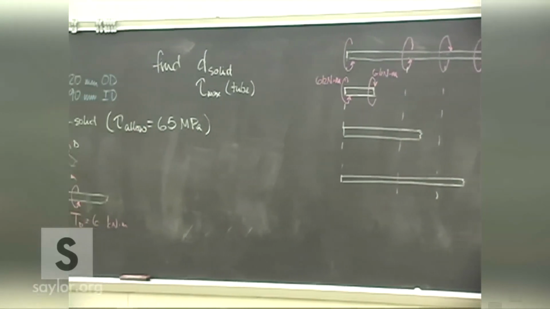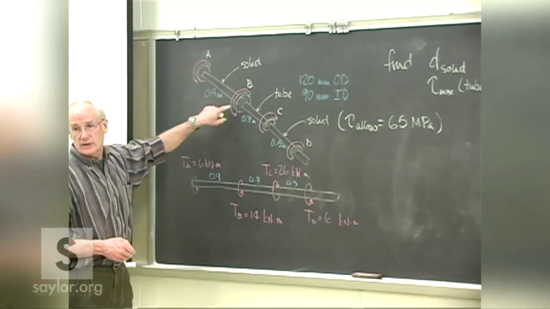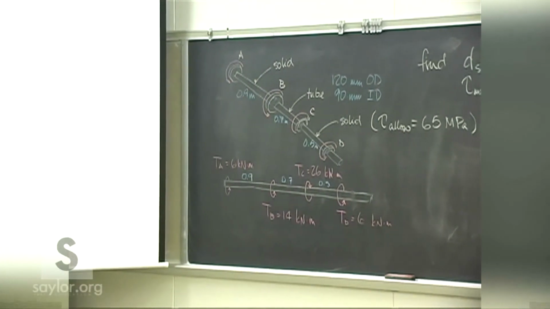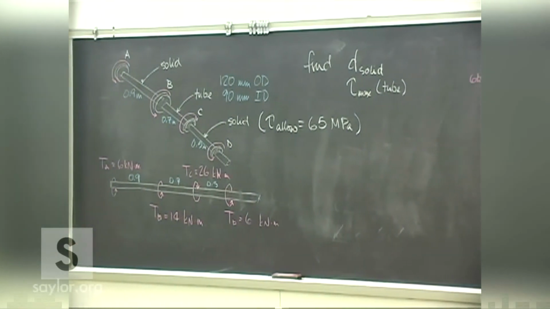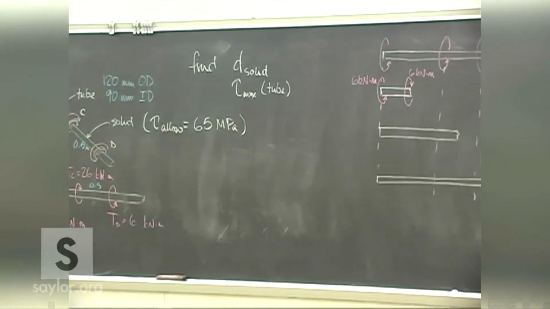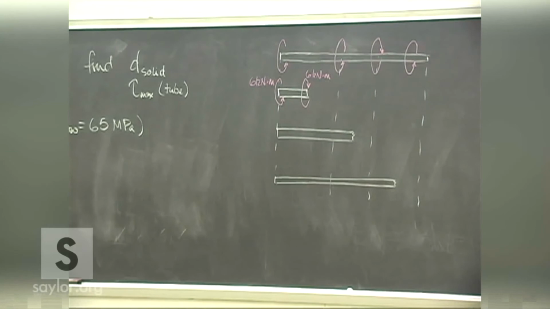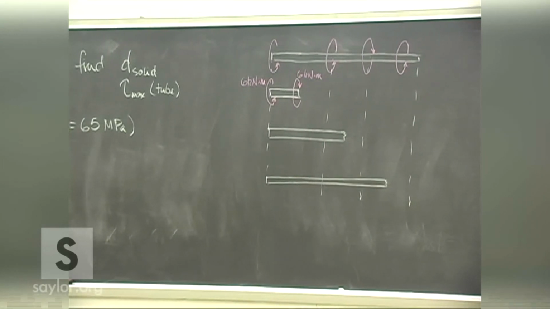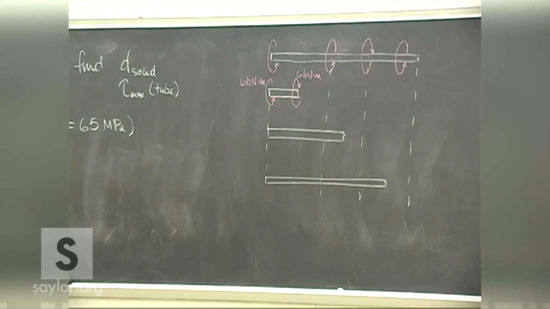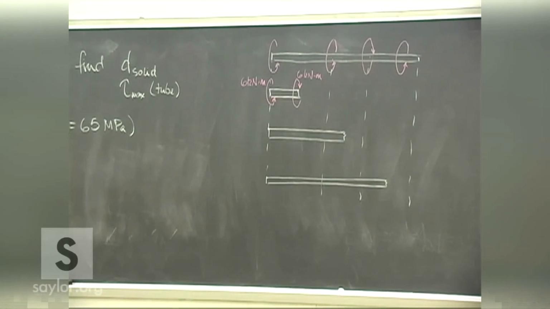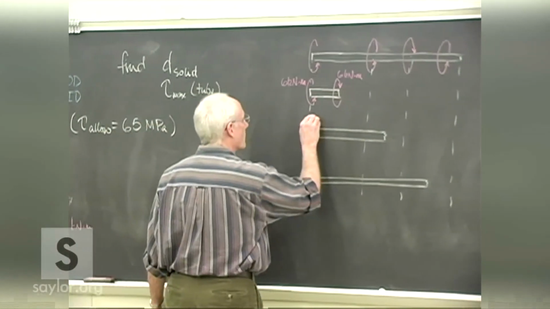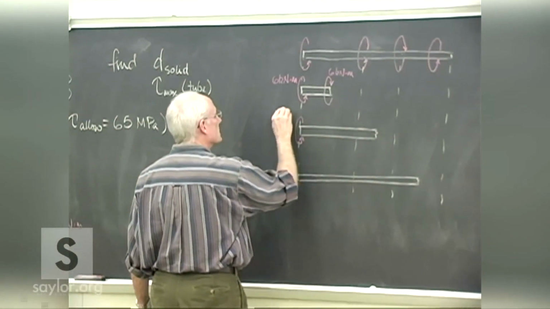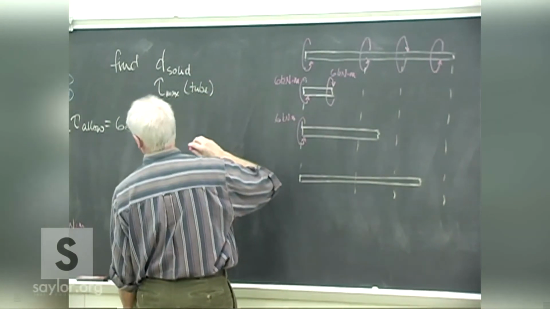Put these imaginary cuts wherever either the cross-sectional area changes or the load changes. When either changes, then the internal loads change. Put the applied loads on, and then you know what you have to balance.